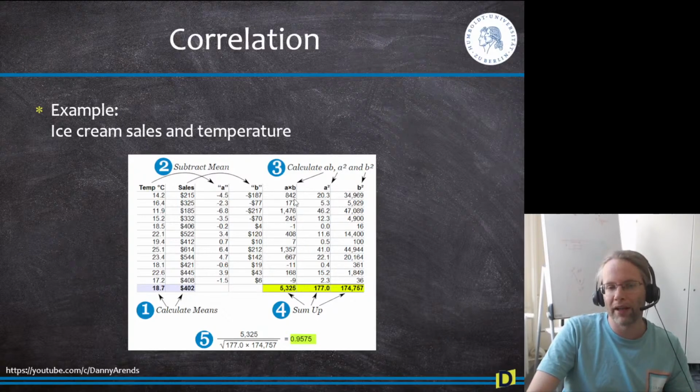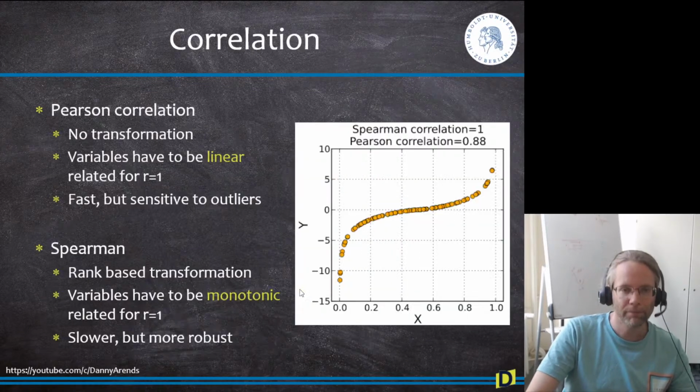You multiply these two together. You square the A values, so you make the squared distance. The same thing for the B values. You get these three values. You sum these up, and you use these values in the formula, right? So you say 5.325 divided by this times this, and then you get your correlation coefficient. Relatively simple to compute, and anyone can do that by hand.